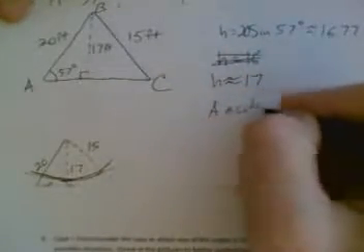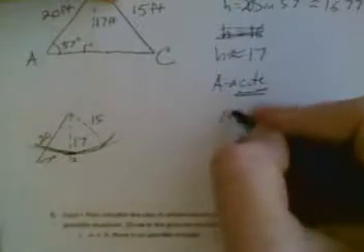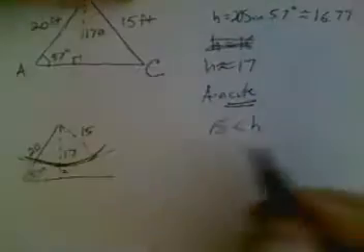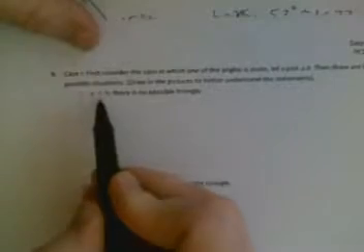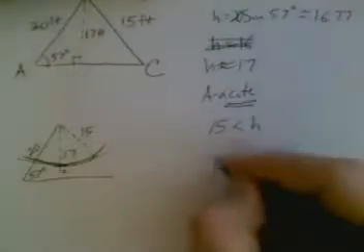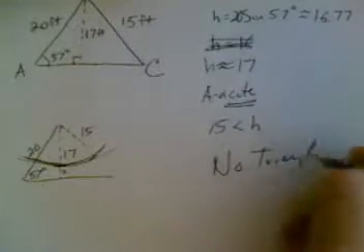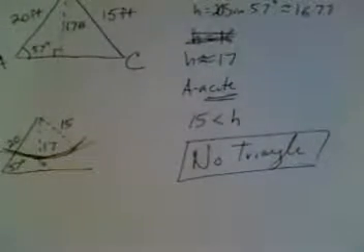Now let's refer to the ambiguous case in my notes. First of all, my A is acute. If my A is an acute angle, that means I'm going to look at the side opposite and compare it to all the possible situations. The side opposite is 15. It is less than the height. The side opposite is less than the height. No possible triangle. My answer for this problem is no triangle. So that finishes 7b.